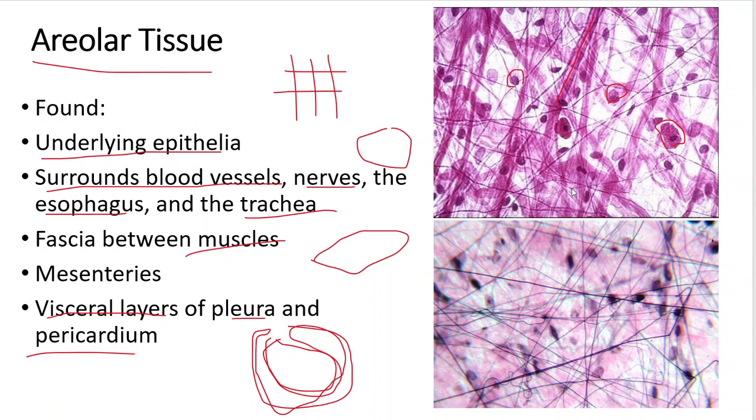So how do you tell this? If you were to see this on a test, look for the empty space, guys. Look for the multiple fiber types, but look for the empty space.